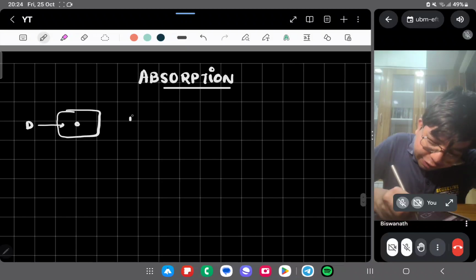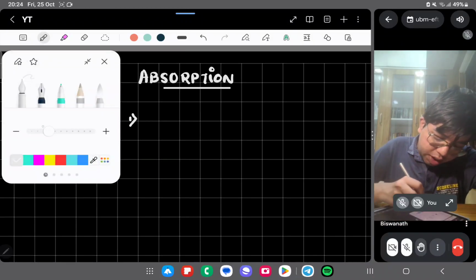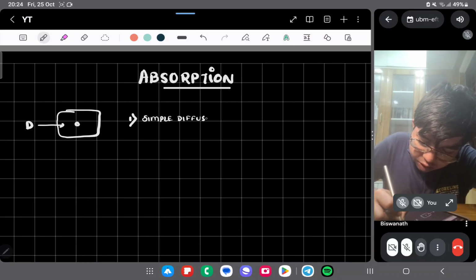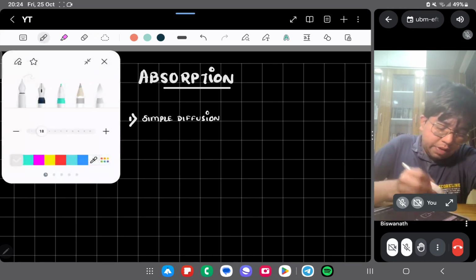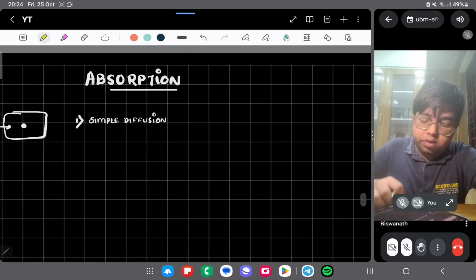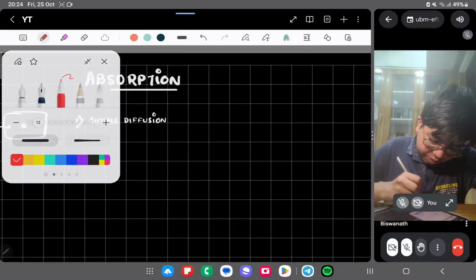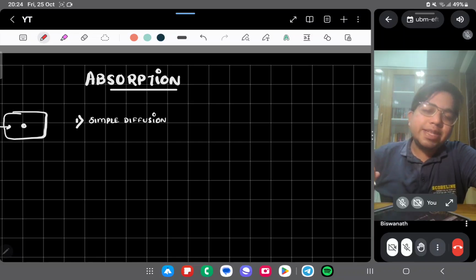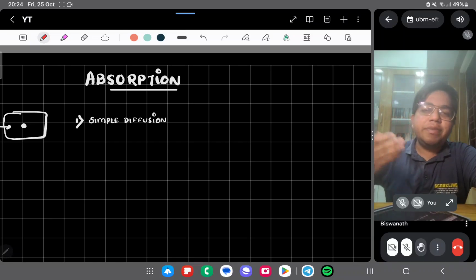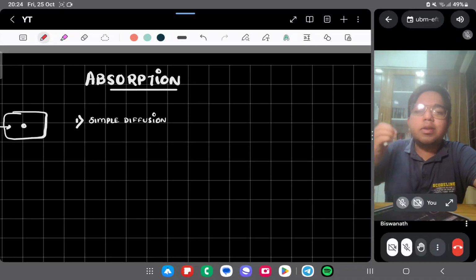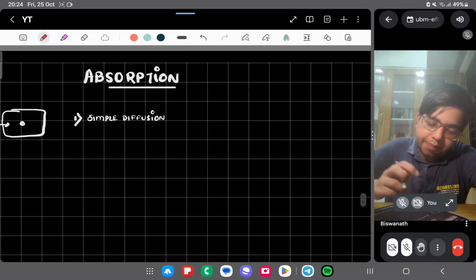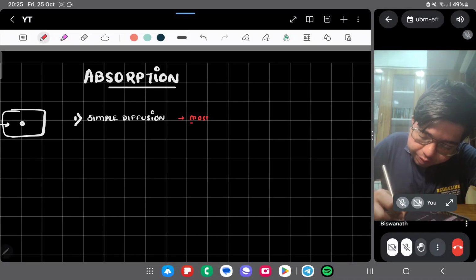So the very first way which you have read in your lower classes is called the simple diffusion. Do I need to tell you what is simple diffusion? Or you have read in your physiology? Okay. So basically, simple or passive diffusion is used by most of the drugs basically. So most drugs use this route.